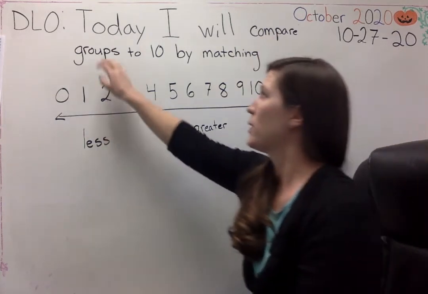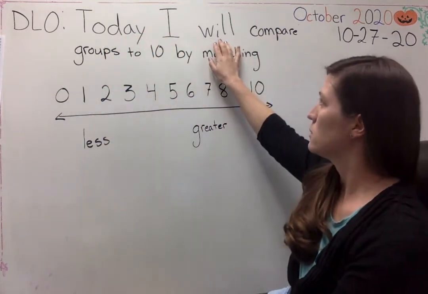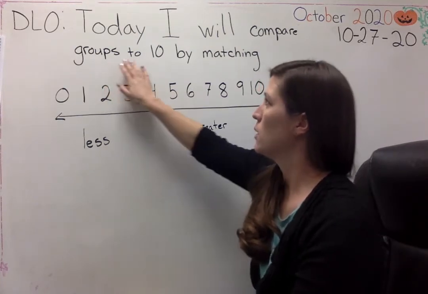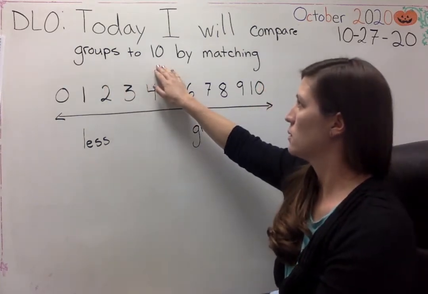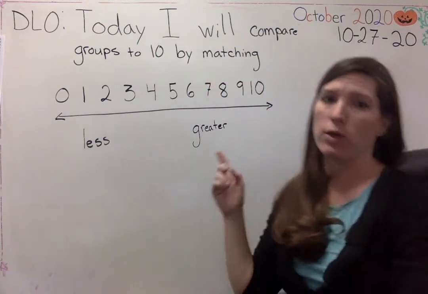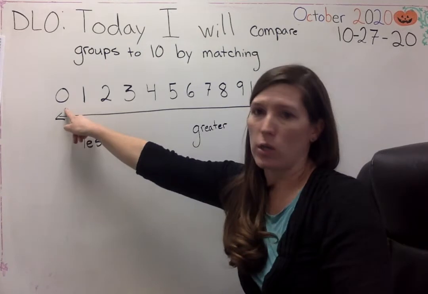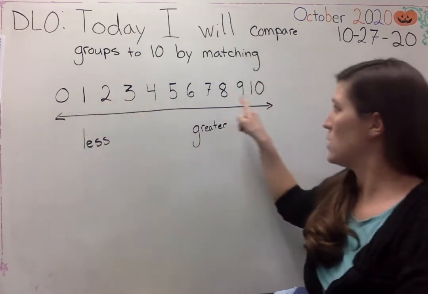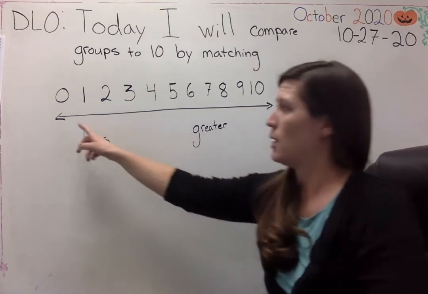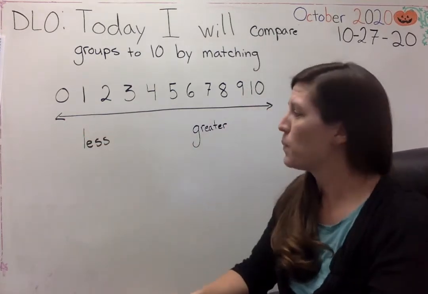Now it's your turn. Today I will compare groups to 10 by matching. What I drew here is a number line, starting with the number 0, counting up to 10. I also have a line, an arrow going back and forth.